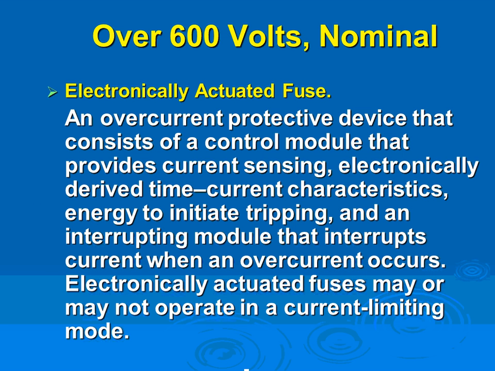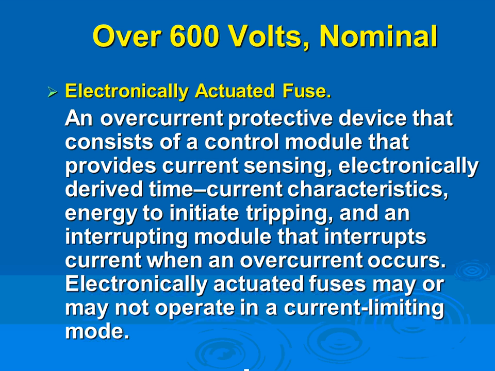Electronically actuated fuses. This is a few things, guys, about the high voltage fuses. How many of you guys do high voltage? Anybody does high voltage? No? Higher than 600 volt. When you go higher than 600 volt, they have something called electronically actuated fuses. That's a smart fuse. So the overcurrent protection device has a control module. It can sense the current and electronically derive time current characteristics, an energy initiating tripping, and an interrupting module. It's smart enough to sense that there's an overcurrent condition or a ground fault or a short circuit.